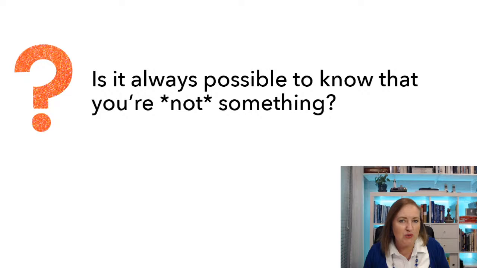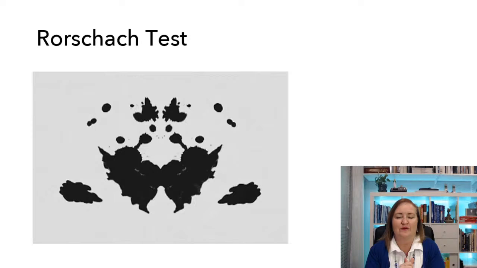But I'm wondering, are there some things that you think are not really possible to realize that you're not? And maybe these aren't physical things. Is it always possible to know that you're not kind, or that you're not patient, or that you talk too much, or something like that? Like, is it always possible to know that you're not something? I really want to hear what you have to say about that.